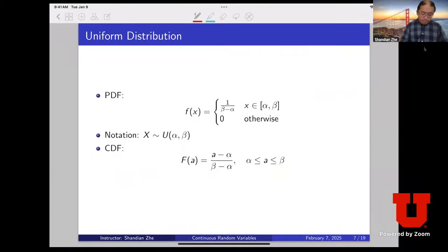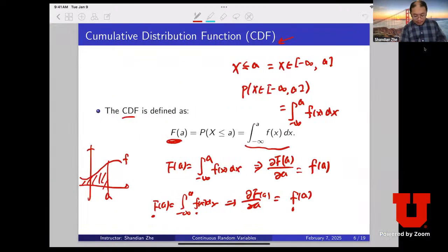Okay, then let us look at a few concrete cases. These examples are almost the most widely used continuous random variables in the real world. That means you really need to know those distributions and their PDFs. You don't need to memorize the CDF because the CDF is just an integration of the PDF, but you should be aware of the form of the PDF.